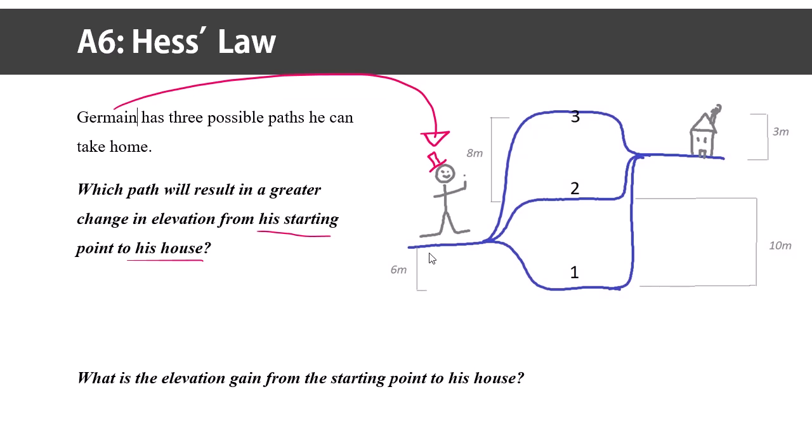Hopefully you realize that if we're just looking at the change in elevation from where he started to where he ended up, it doesn't matter which path he takes, because if he has to go way over the mountain, he comes back down that little bit of extra that he goes up. Or if he goes through the valley, he has to climb back up that bit extra he goes down. So the change between where he started and where he ended up is going to be the same.